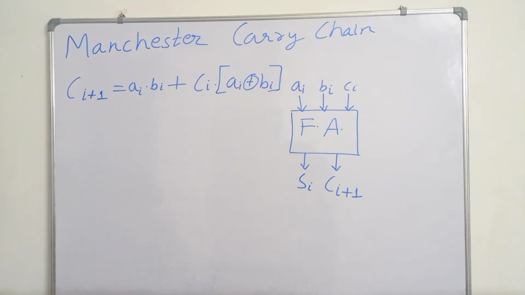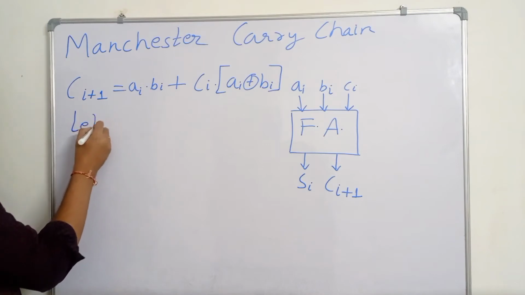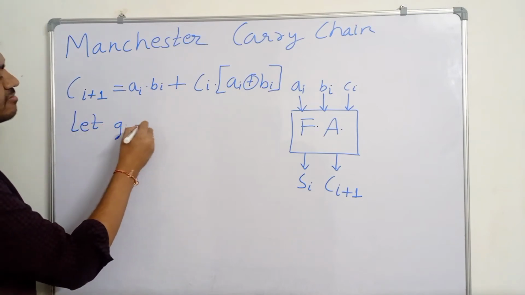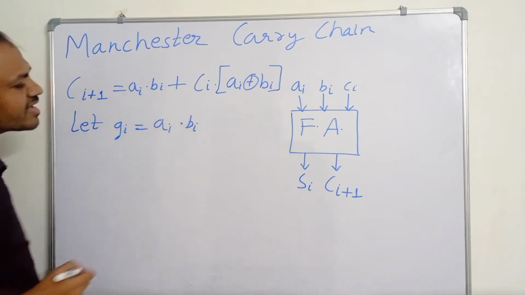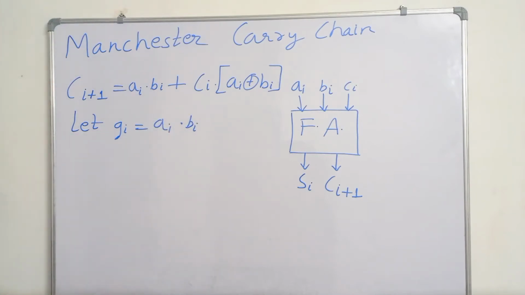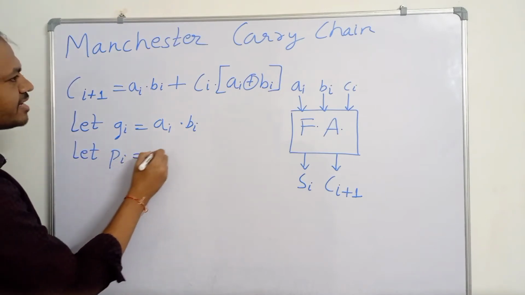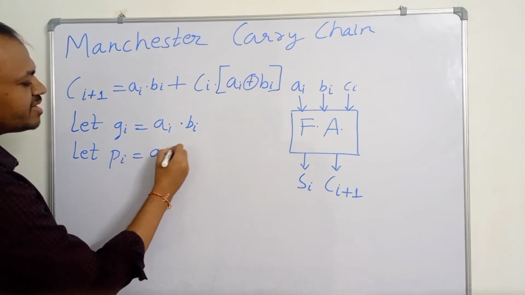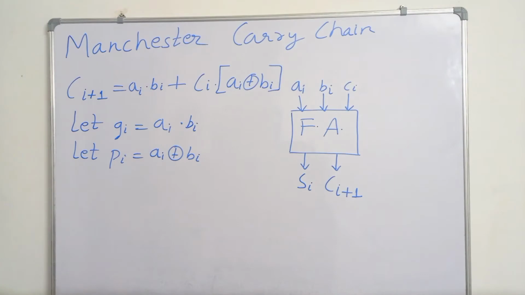Okay, so let Gi equal Ai dot Bi, and let Pi equal Ai XOR Bi. So Gi is called the generate bit and Pi is called the propagate bit.